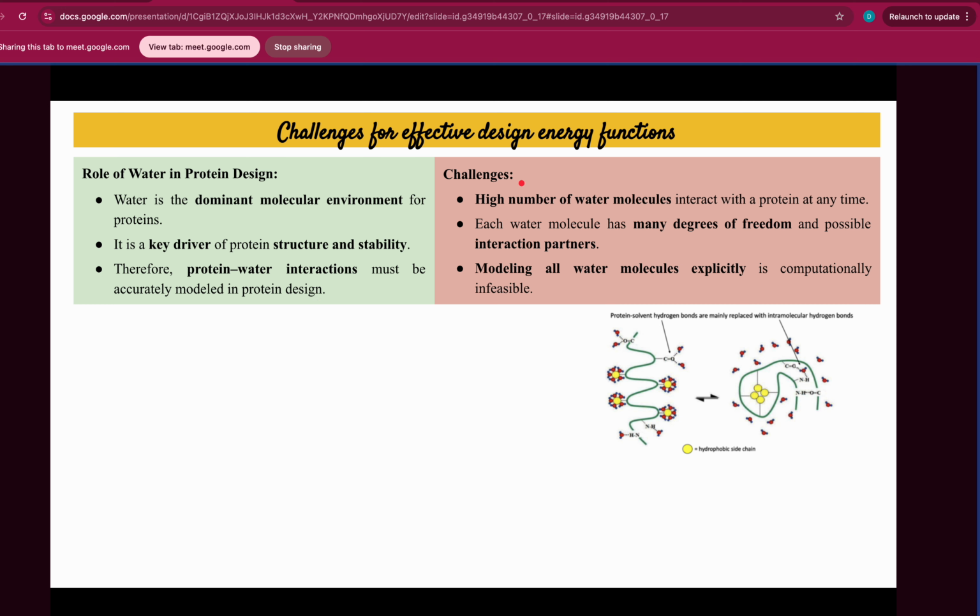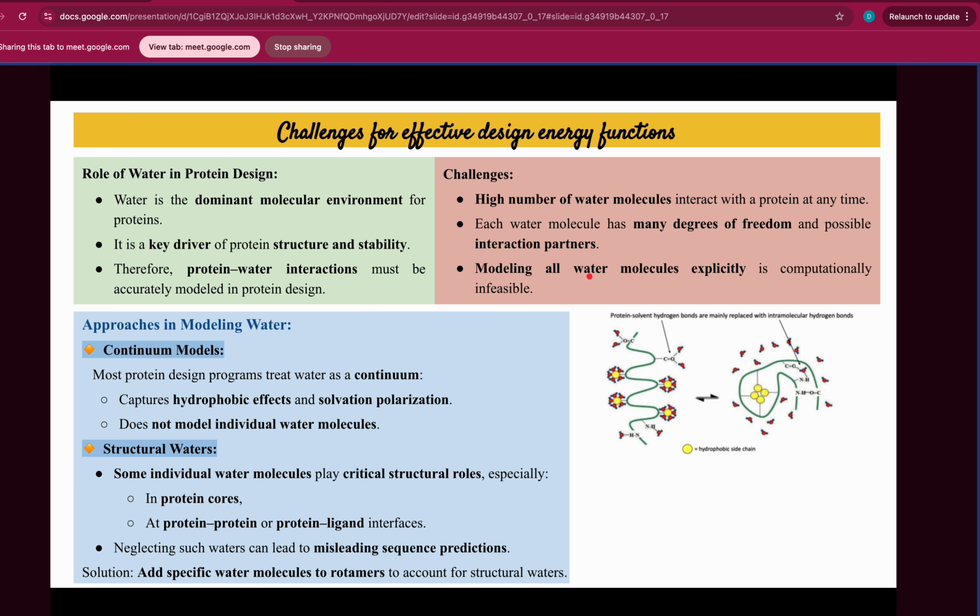The challenge is that we have a high number of water molecules which interact with the protein at any time. Each water molecule has many degrees of freedom. That means it can move in any direction, so it has many degrees of freedom and possible interaction partners. So modeling all water molecules explicitly is computationally infeasible. And this we have also seen, that if we model the individual water molecules, it will take a lot of time, which is the explicit solvation models.